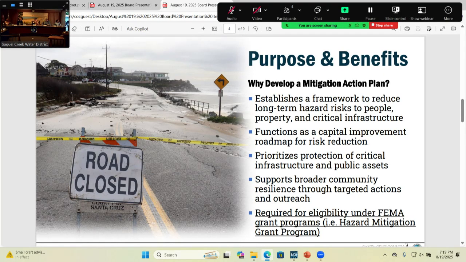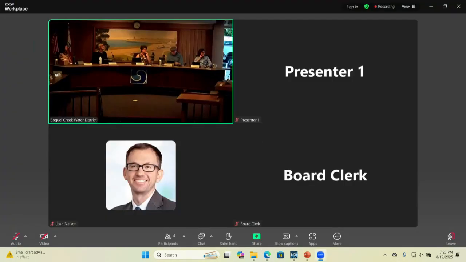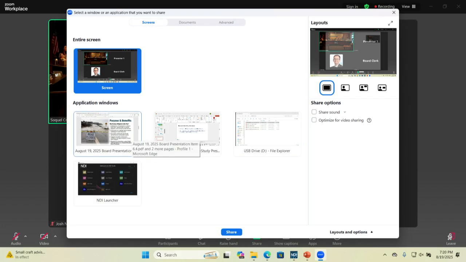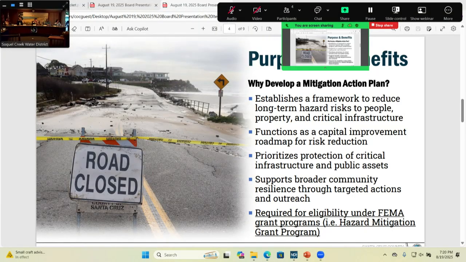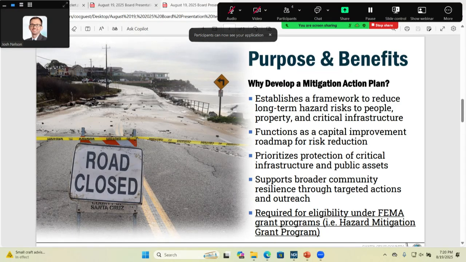I'm going to turn the slides off and then on again. Josh is saying it's not updating, so should I hit stop share, Emma, and then start share again? I can see him now. Thank you.